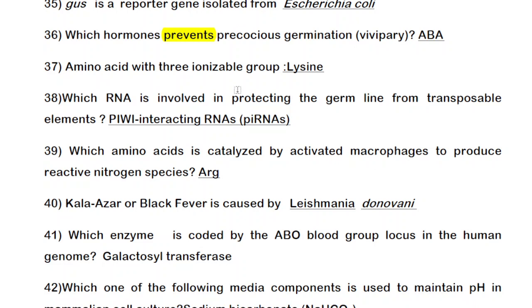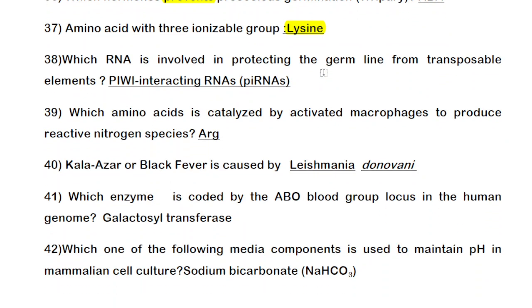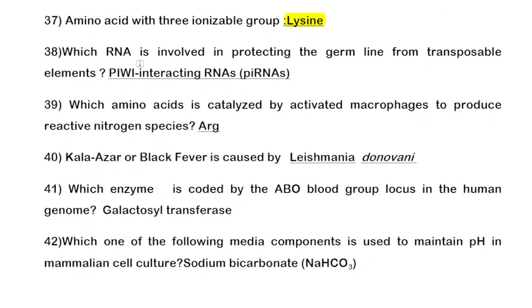Okay. 37th question, which amino acid has 3 ionizable groups? The correct answer is lysine. And you need to tell me which amino acid has no ionizable group at all. 38th question, which RNA is involved in protecting the germline from transposable elements? It is your PIWI-interacting RNA, in short form it is called piRNA.